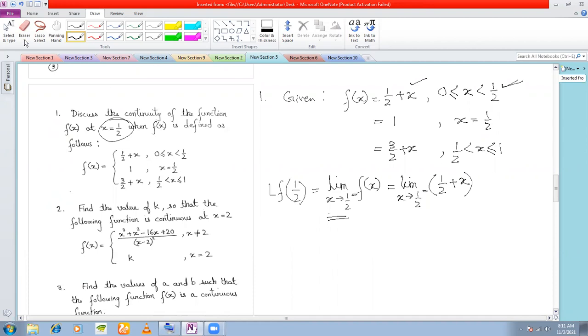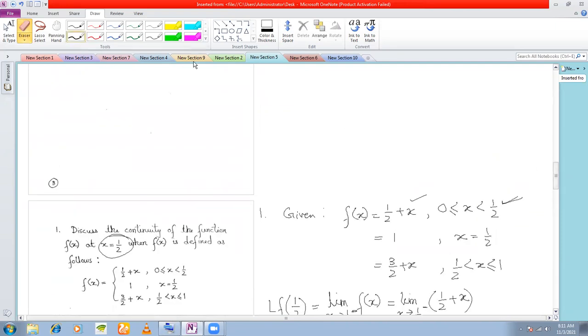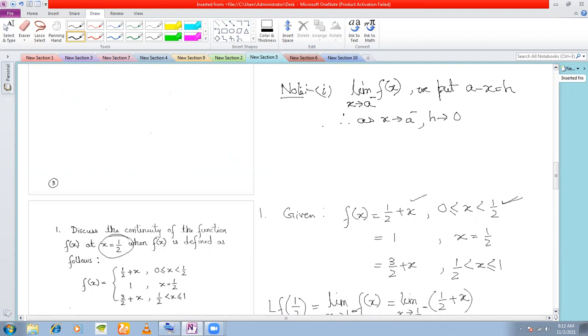So how do you evaluate this limit? Before we move ahead, just remember, I want to give you a small note. If you want to evaluate limit x tends to a minus of f(x), we put a minus x equal to h, so that the limit changes, therefore, as x tends to a minus, h tends to 0. This will make your task easier to evaluate your left hand and right hand limits.